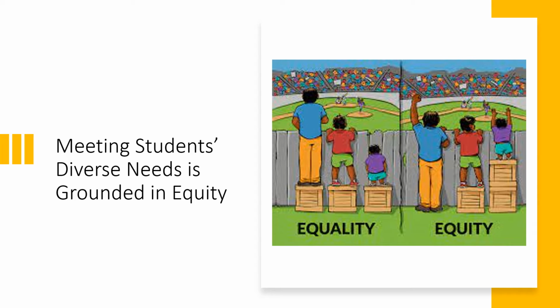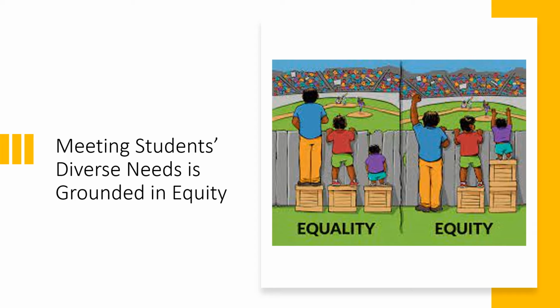As we've said, we have many different types of students in our classroom with many diverse learning needs. It's important that we try to meet our students' diverse needs because this is grounded in a concept called equity. I like this illustration because it shows you the difference between equality and equity. Equality means everyone gets exactly the same thing. But what if everyone is not equal in terms of their previous experiences?